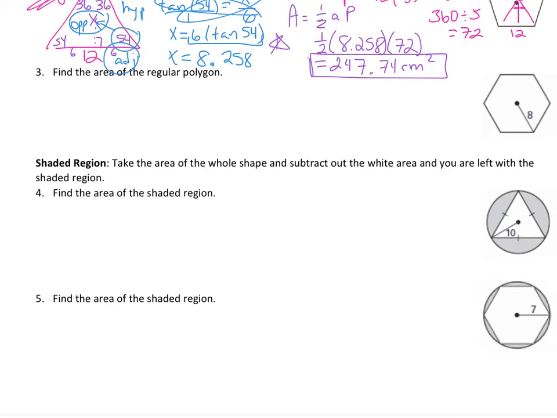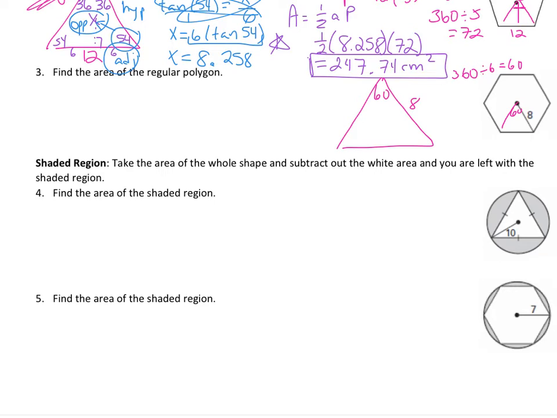Now number 3 will be something similar, but we start with a different piece. This time when we divide up our triangle, notice there's 6 sides to it, so when we take 360 divided by 6, we get 60. So my central angle up there is 60. So if you draw this big triangle out, we know the central angle is 60.